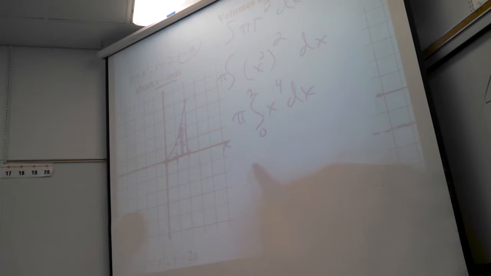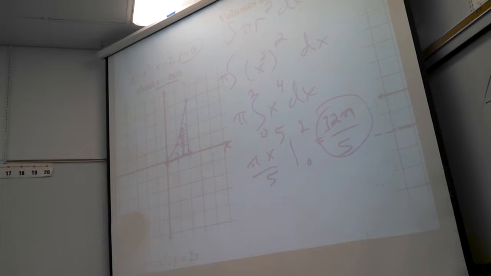So how do you integrate x to the fourth? It becomes x to the 5th over 5. And you want to go from 0 to 2. 0 is going to make it 0, so I just have to worry about 2. So I get 32 pi over 5. I like it.